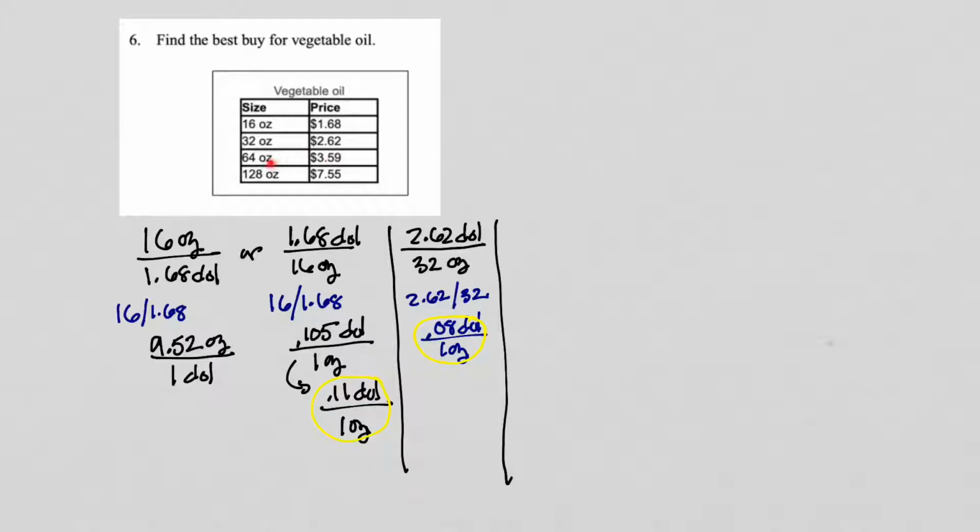Now let's do the next one. This is going to be $3.59 for 64 ounces. So we're going to type on our calculator 3.59 divided by 64. I'm getting, I'll have to round it off, 0.056. I'm just going to write it like that. 0.056, or 0.06 if you round it off, and that's dollars per 1 ounce. So let's circle that one so we can find it again.